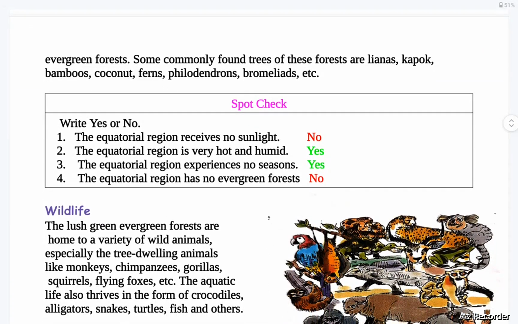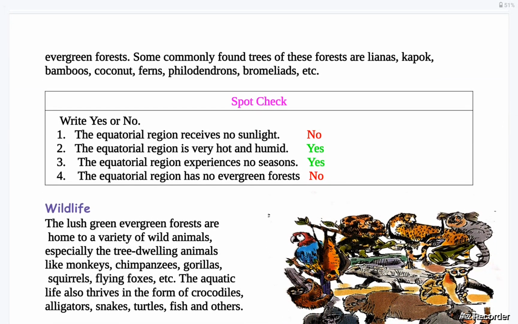So there is a spot check also. Write yes or no. First question: the equatorial region receives no sunlight. The answer is no, because the equatorial region receives sunlight.